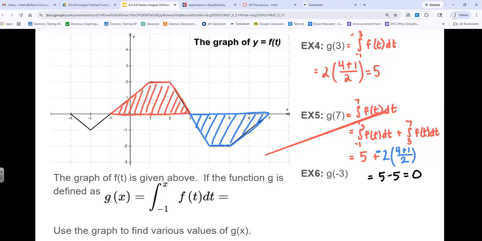So note, if you have a positive area and a negative area that balance each other out, then you can end up with just 0 for this value.